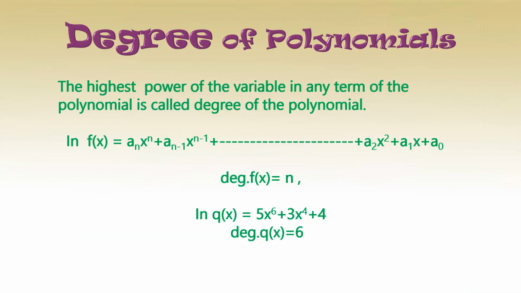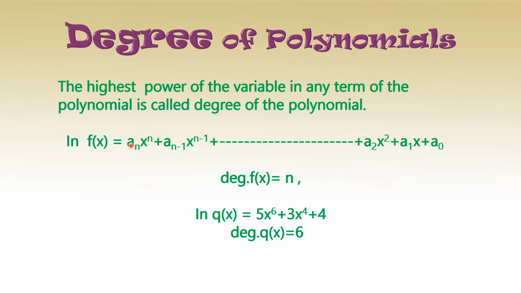Now, what do you mean by the degree of a polynomial? Well, the degree of a polynomial is the highest power of the variable in any term. So if we consider f of x as a_n x^n plus a_(n-1) x^(n-1), and so on up to a_2 x square plus so on up to a naught, then the degree of this polynomial is n.